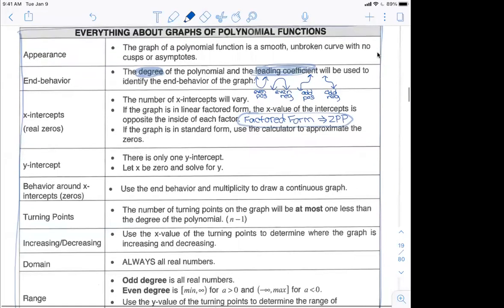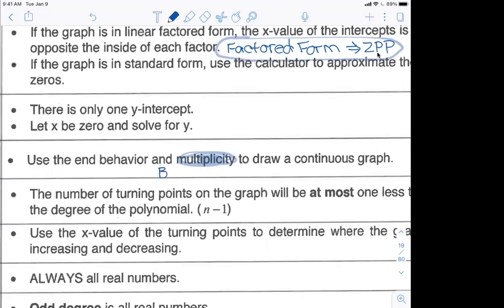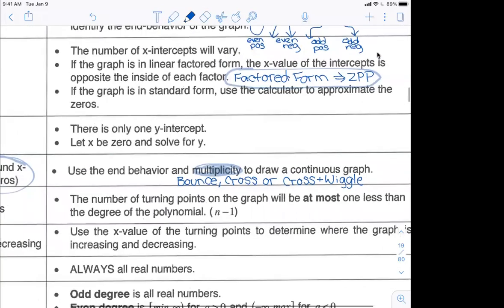And then to decide what happens at each x-intercept, I'm going to jump to behavior around x-intercepts. You're going to use the multiplicity to figure out what it's going to do. The multiplicity is going to tell you, recall from our last set of notes, if it's going to bounce at the x-intercept, cross at the x-intercept, or cross and wiggle at the x-intercept. You also have to be able to find y-intercepts. Y-intercepts is when you let x be 0 and you solve for y.